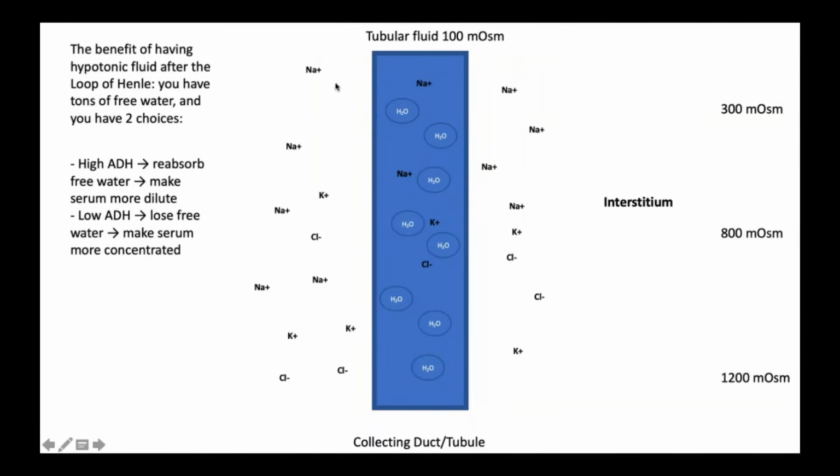Okay, so the whole point that I'm driving at is that the benefit of having hypotonic fluid after the loop of Henle is that you have lots of free water. And with that free water, you have two choices. You can either reabsorb the free water and make your serum more dilute. If you're hypertonic, you could make yourself more hypotonic or closer to isotonic. But because you have so much free water, you also have the choice of losing that free water, which would make your serum more concentrated. It's pretty cool what the choice is that the loop of Henle is able to give you. Cool?